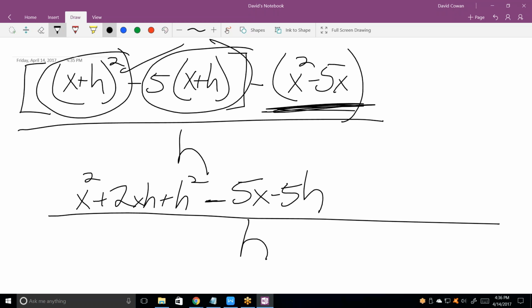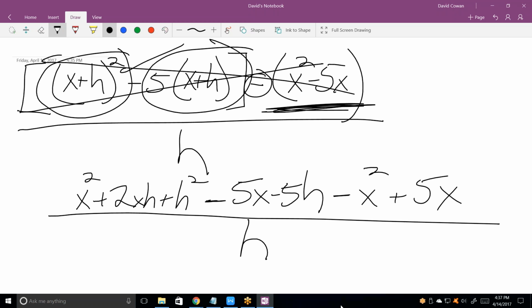Now let's remove those parentheses, so we have minus x squared plus 5x. See why that's plus 5x? In other words, I've got to distribute that negative sign to both terms. So I end up with a minus x squared minus 5x. Okay, so I have simplified that.